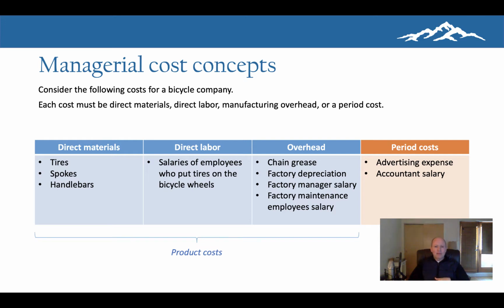Direct labor, employees who put tires on the bicycle wheels. You can't sell a bike without tires. You can, you shouldn't, right? So those tires getting on those bicycle wheels is very important to having the product. So the salaries of those employees are direct labor because they are directly related to the product.